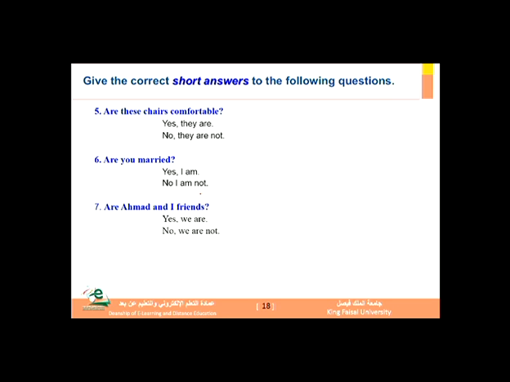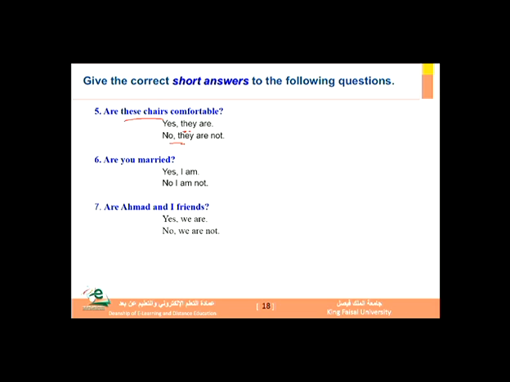Here are more examples to save time. Are these chairs comfortable? These chairs is a plural noun, so we replace it with they. These chairs replaced by they. Are these chairs comfortable? Yes, they are. If the answer is no, no, they are not. Similarly, are you married? No, I am not. Or yes, I am.